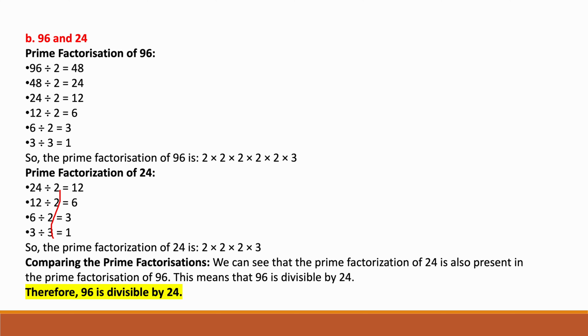We can see that the prime factorization of 24 is also present in the prime factorization of 96. See, 2 into 2 into 2 into 3 is also present in the prime factorization of 96. This means that 96 is divisible by 24.